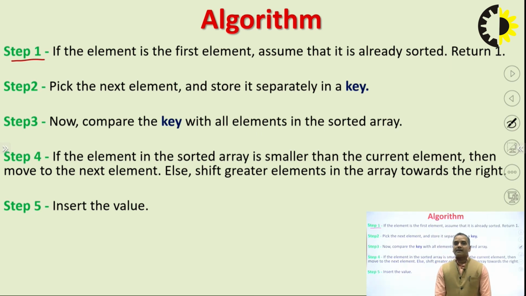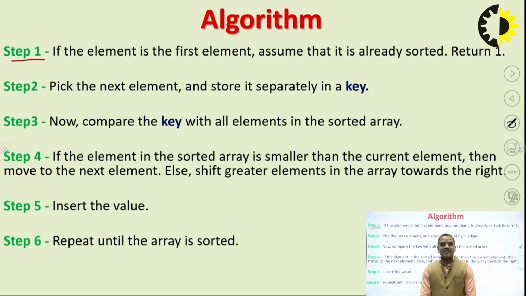That means after getting the correct position, we have to insert the given value at the proper position. And the last step is repeat until the array is sorted. This process is repeated continuously to sort the given elements in ascending or descending order. Here the key is the element which is picked from the given list. That means the first element is taken as the key, then we compare one by one and sort in a particular order.